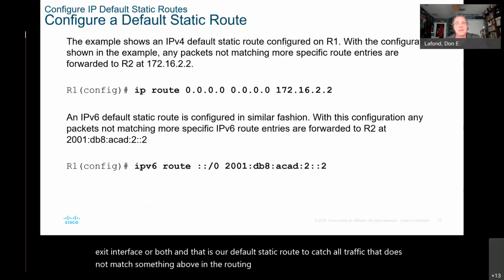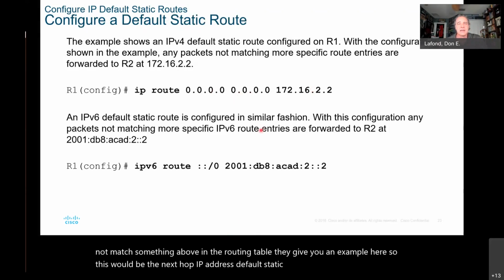They give you an example here. So this would be the next hop IP address, the default static route, and again, next hop address, default static route.